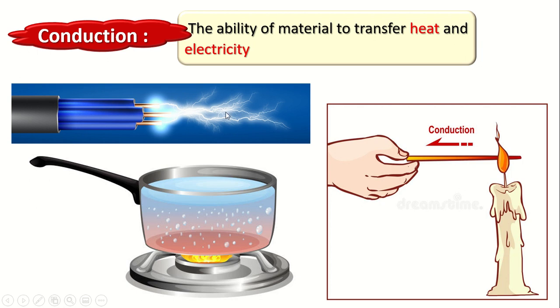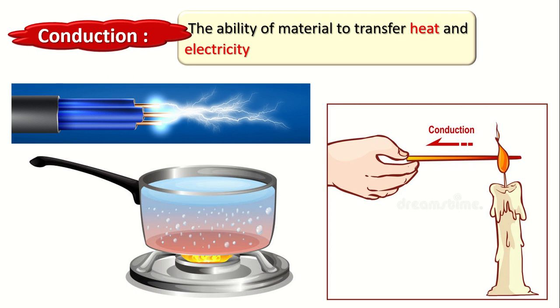So the materials, according to the conduction of heat and electricity, are classified into good conductors and bad conductors. The good conductors are the materials which can transfer the heat and electricity. The materials which cannot transfer the heat or electricity are called bad conductors.